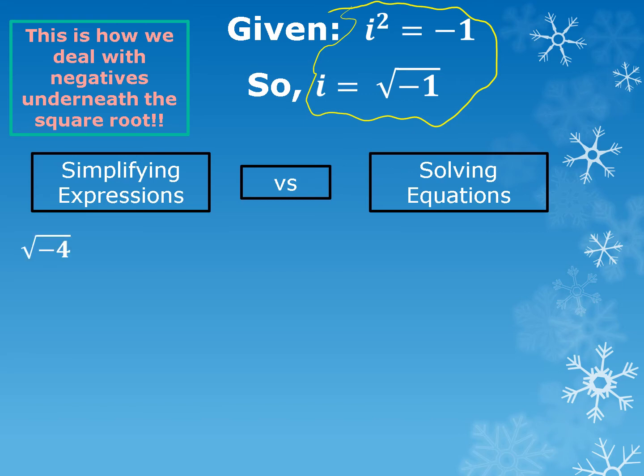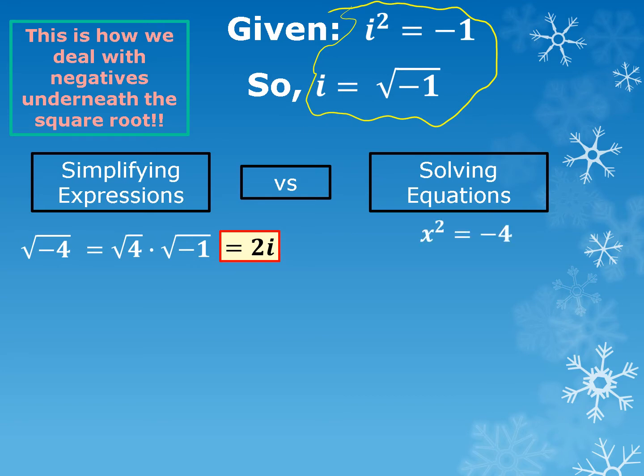So if I have the square root of -4, the first thing I want to do is break that up into the product of the square root of 4 times the square root of -1. Because I know the square root of 4 is 2. And now, thanks to those two handy equations at the top, I know that the square root of -1 is i. So that means that the square root of -4 is equal to 2i.